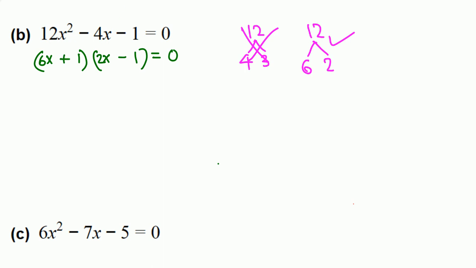We can check. 6x times negative 1 is negative 6x. 1 times 2x is plus 2x. Negative 6x plus 2x is negative 4x. Okay, and 1 times 1 is 1. Plus times minus is minus. So everything else is good.